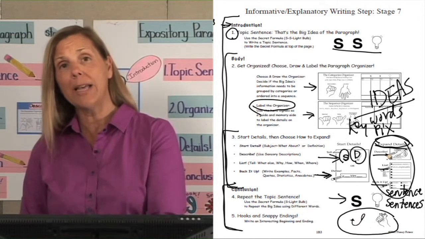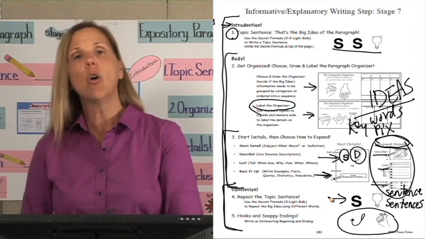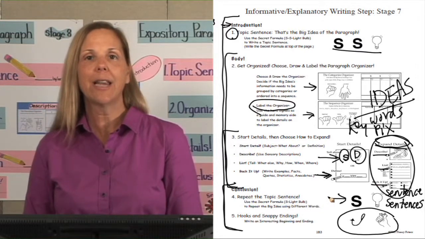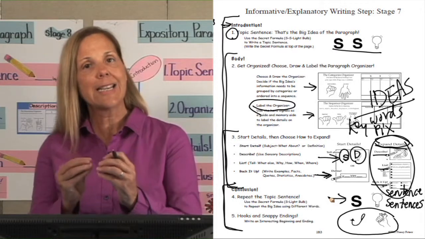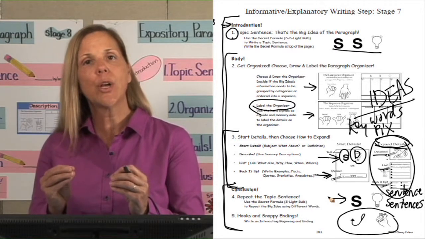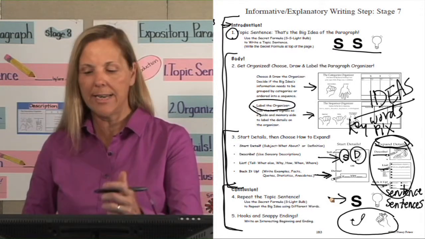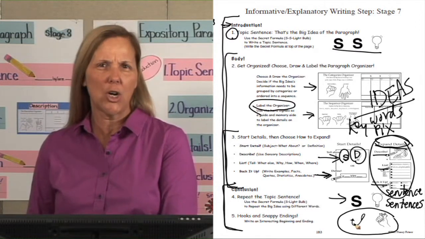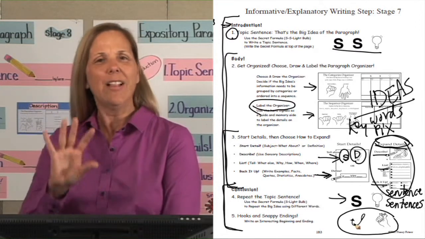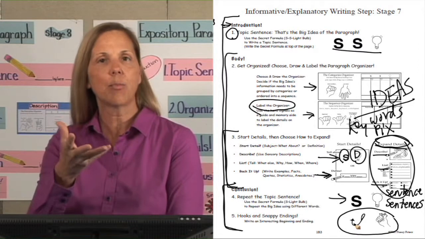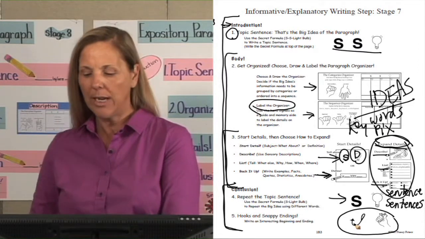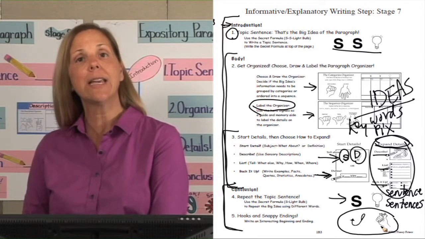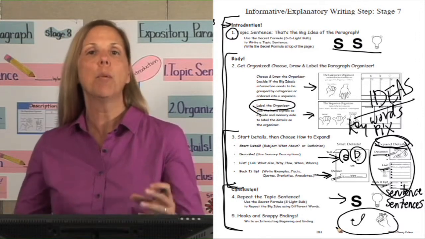Once the whole paper has been completed, then we go back and we add our hook and snappy ending so that they actually can connect together, but also so that the children realize that the hook is not the topic sentence. Sometimes when they write the hook first, when they're planning their paragraph, they get confused and they always end up writing that as their topic sentence. So I like having them write the hook and snappy ending at the end, and then they pull it all together.